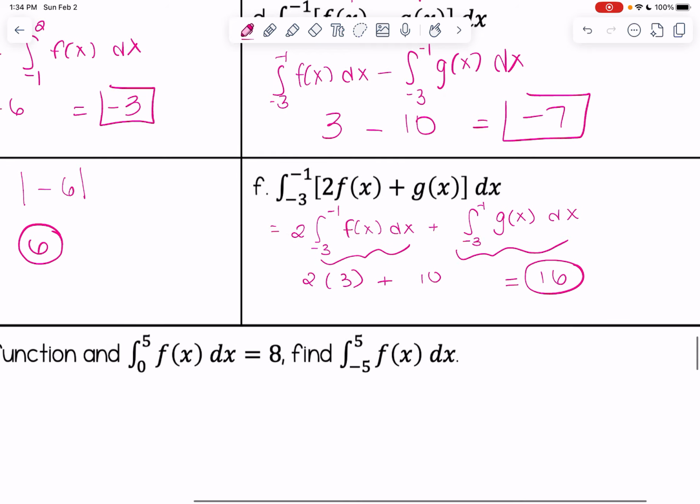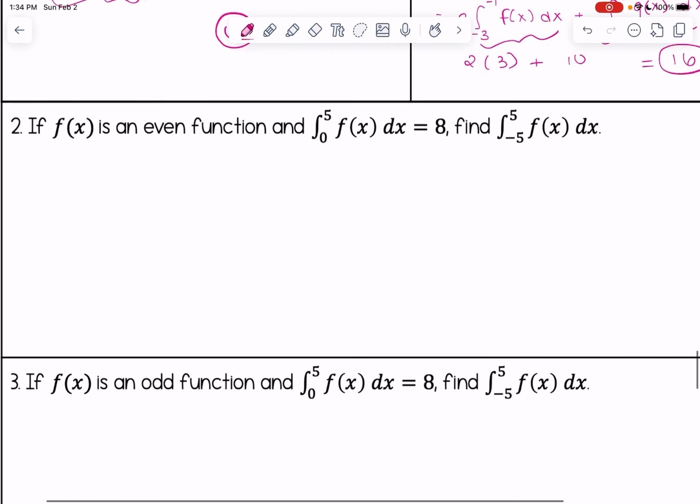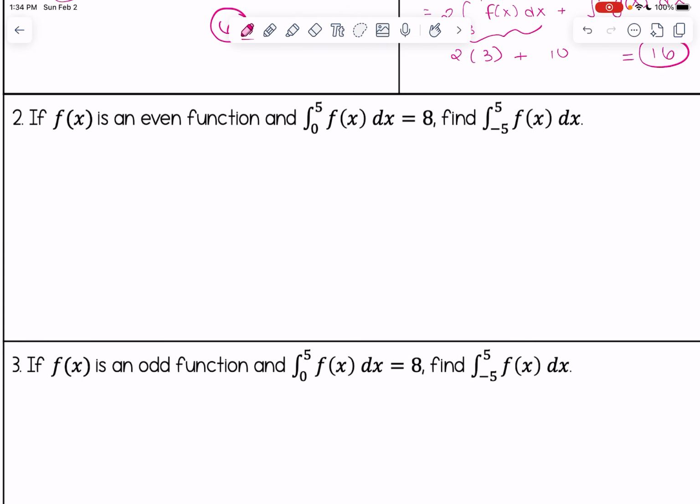All right, just a couple more questions here to look at. Number 2 says if f of x is an even function and the integral from 0 to 5 of f of x dx is 8, we're going to find the integral from negative 5 to 5 of f of x dx. So let's put a couple of pieces together here. If we don't remember, an even function means that it is symmetric over the y-axis. Okay, so that's going to be a key piece of information here.